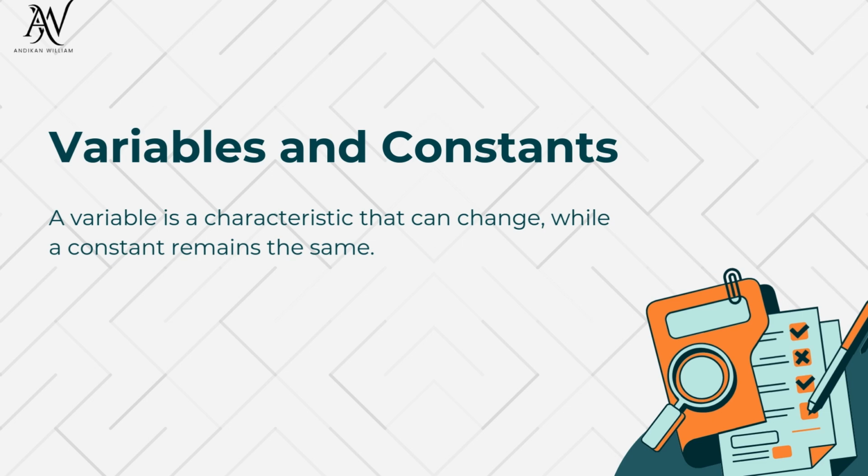Then variables and constants. Now, variable, as the word sounds, can change. Meanwhile, constants remain the same. And we'll show you in an example. Variable is a characteristic that can change while a constant remains the same.